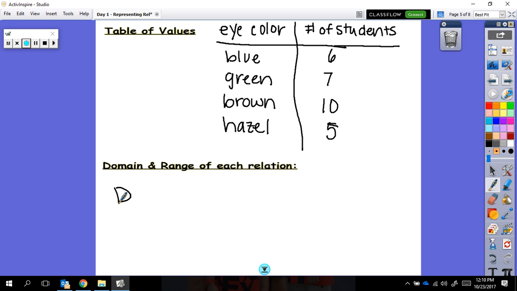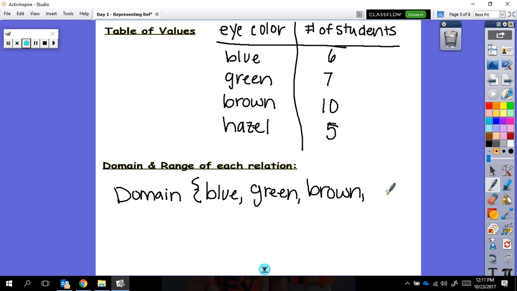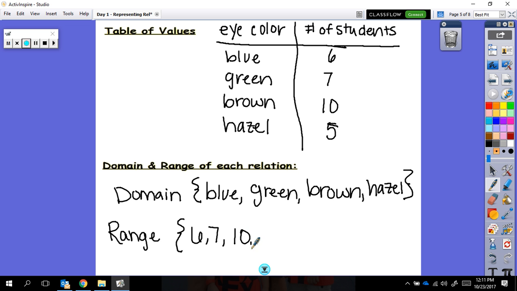So if we were going to list the domain of this, the only way to list this domain, because the domain is words here, is to do a list. So blue, comma, green, comma, brown, comma, hazel. Okay, the range, because these are not continuous values here, we are going to list them just like this. And you can put them in numerical order if you want to.